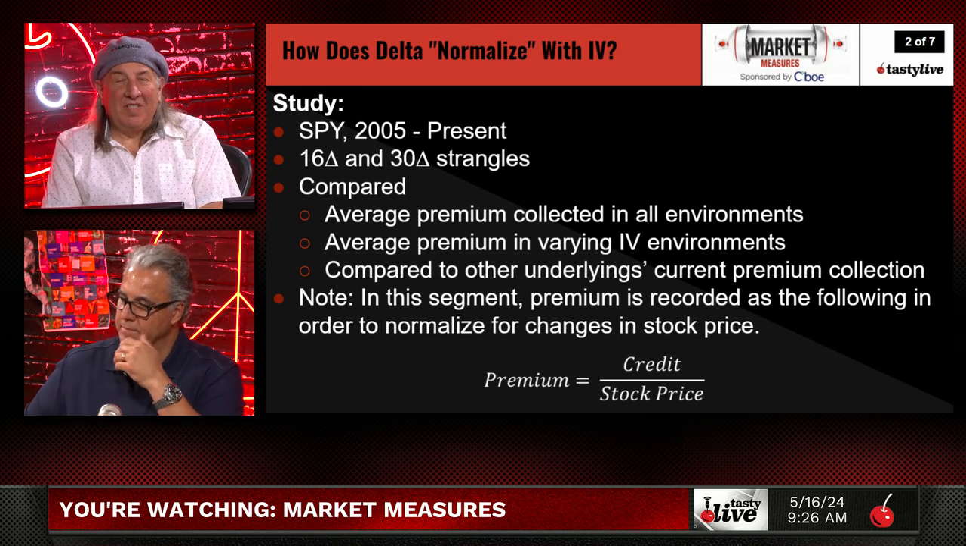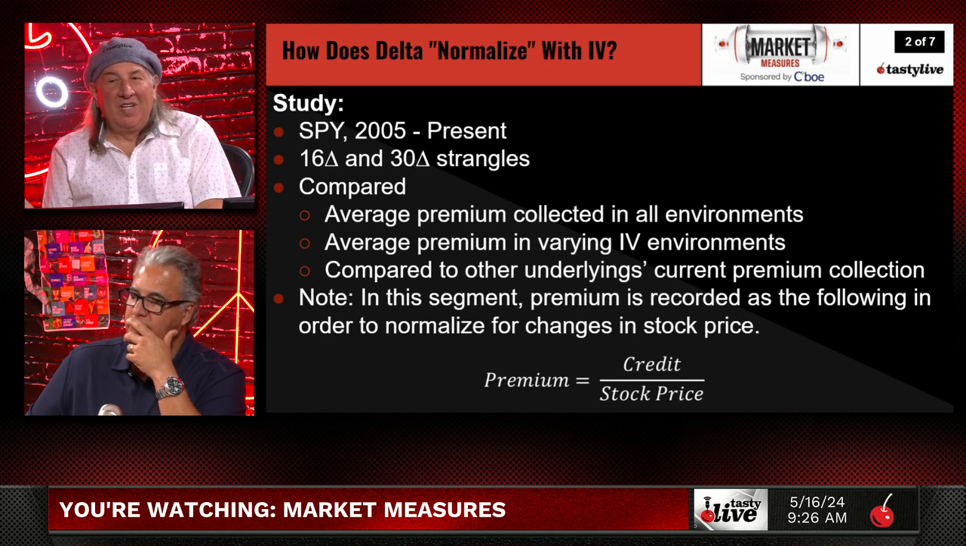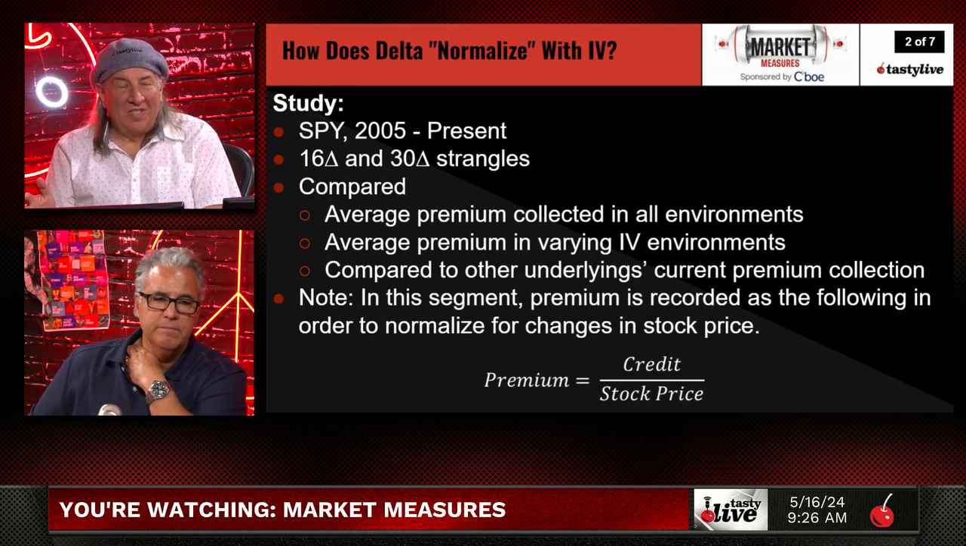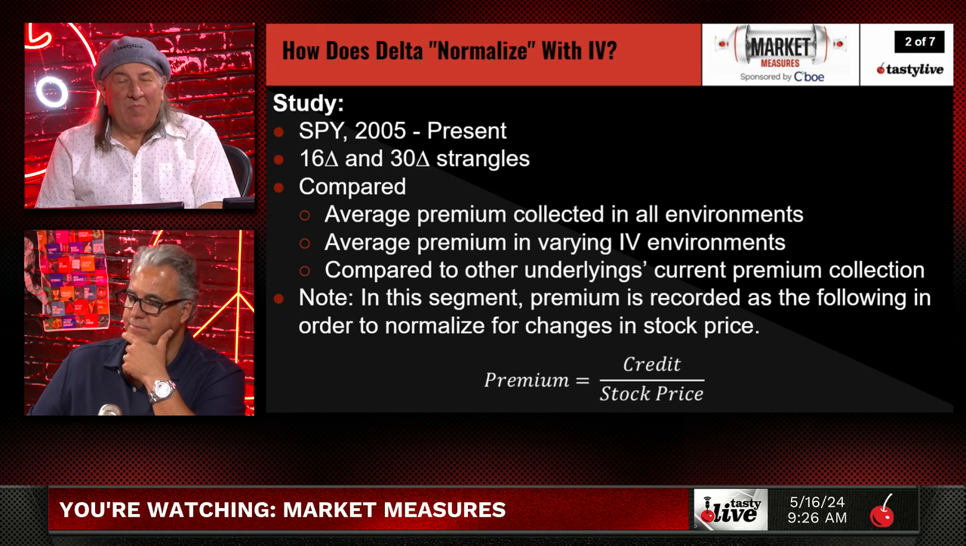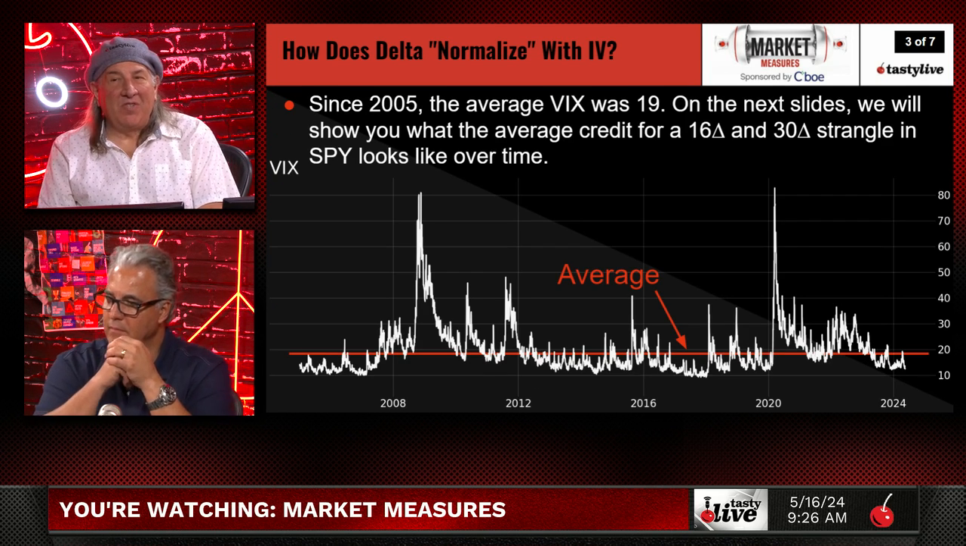2005 to present, SPY strangles, 16 and 30 deltas. Compared to the average premium collected in all environments, the average premium collected in varying IV environments. Then we compared to other underlyings' current premium collection. Note in this segment, premium is recorded as the following in order to normalize the changes in stock price. Okay, so we just gave you the little formula there. Premium equals credit over stock price. Since 2005, the average VIX was 19.